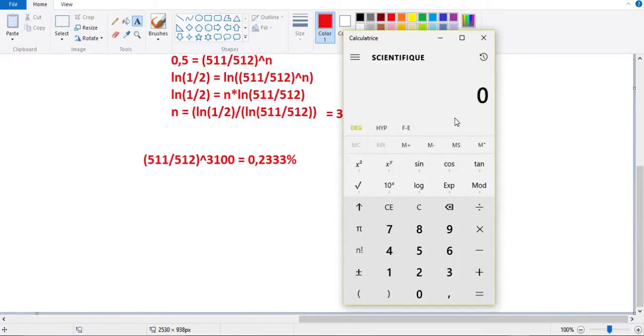And if you do 511 divided by 512, oh, that's not what I meant to do. I meant to do 1 divided by 2 log divided by 511 divided by 512 log divided by 512, 692. So this is quite close, but yeah.